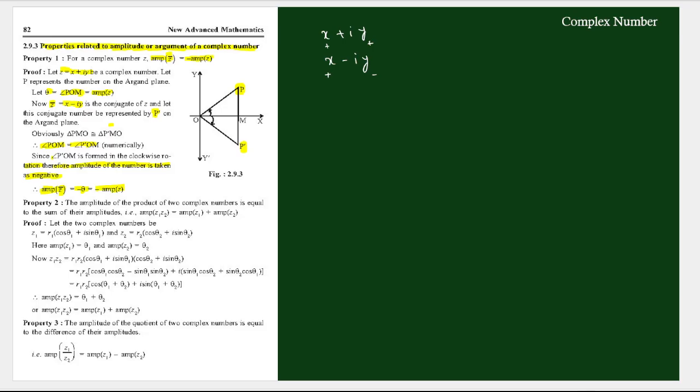Now property 1 is clear, I guess. Now we'll come to property 2. So what is property 2?